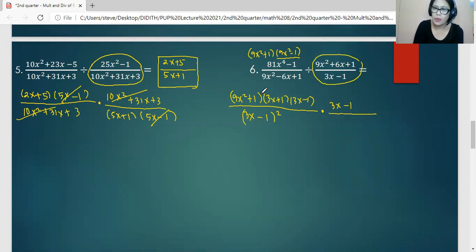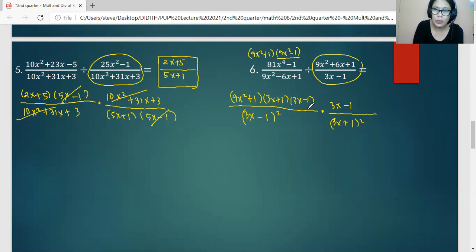and then the factors of this perfect square trinomial on the denominator. Since this one is the same as this one, they just differ in the operation. So they will have the same terms, but it's the sum of the squares. Okay, so the square root of 9x squared is 3x, plus the square root of 1 is 1, quantity squared. And then we will proceed to cancellation of common factors.